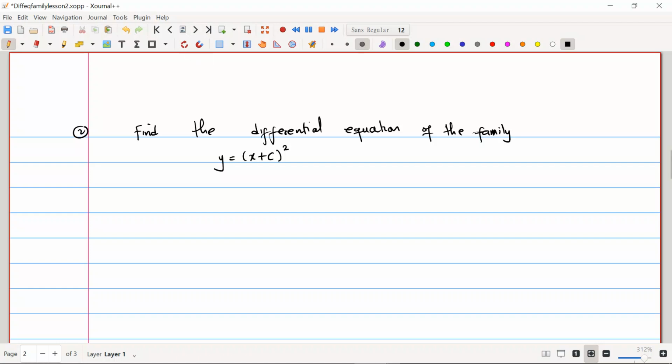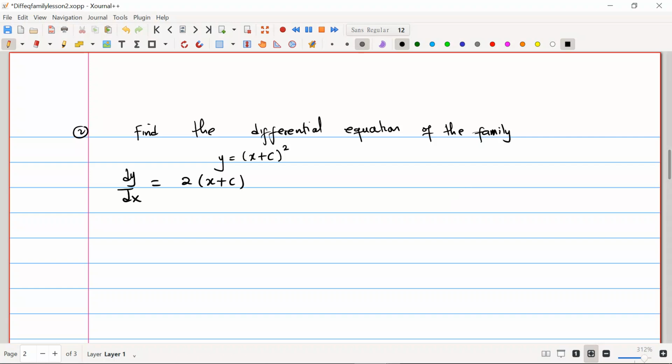The next problem in this series of videos is to find a differential equation of the family given here. We have only one constant, so what we are supposed to get here is a first order differential equation. So first, we can take the derivative straight away, the derivative of both sides: dy dx is equal to 2 into x plus c.